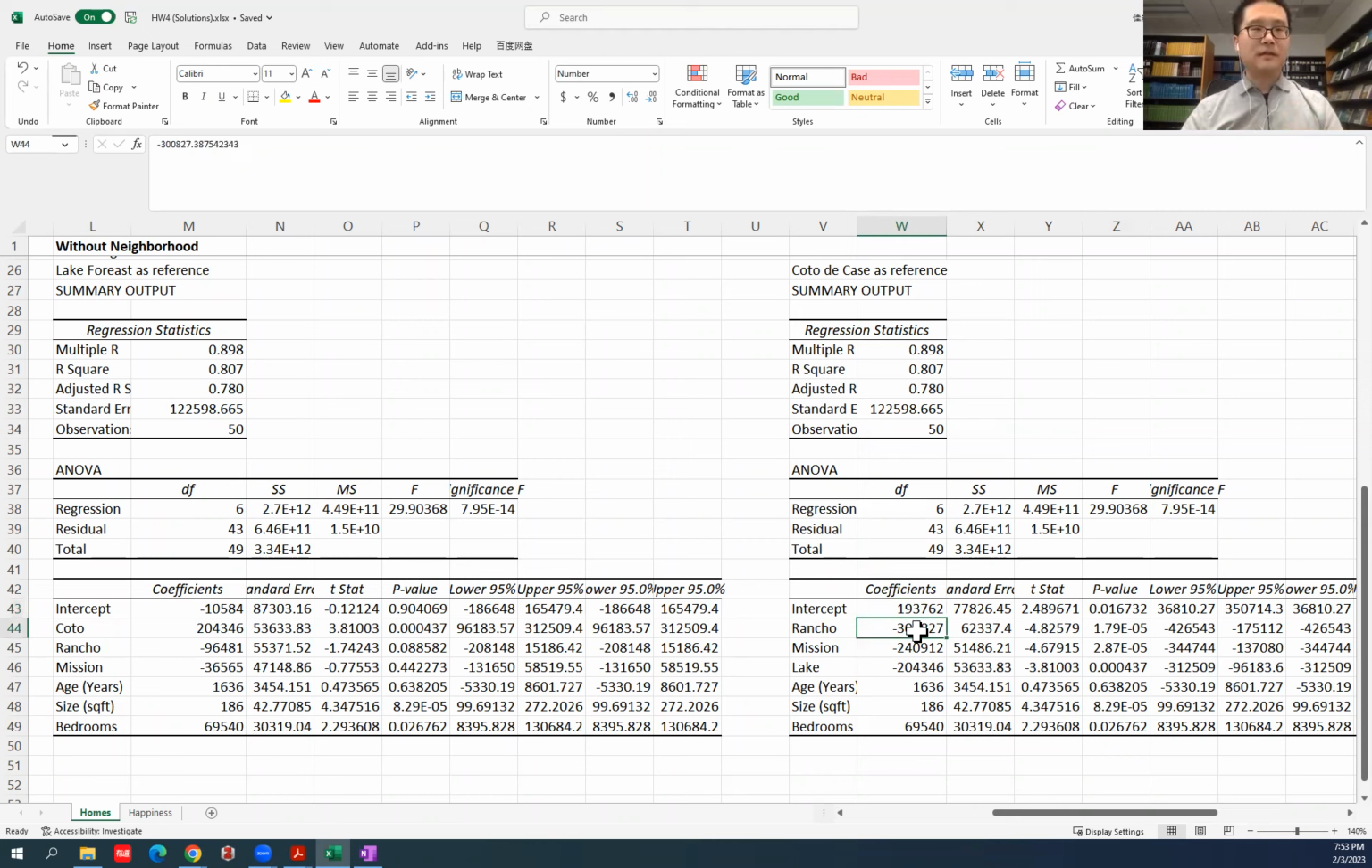Well, with that known, let's interpret the coefficient. Could one of you let me know what the Rancho coefficient here means? It's estimated to be about, well, 300,000.